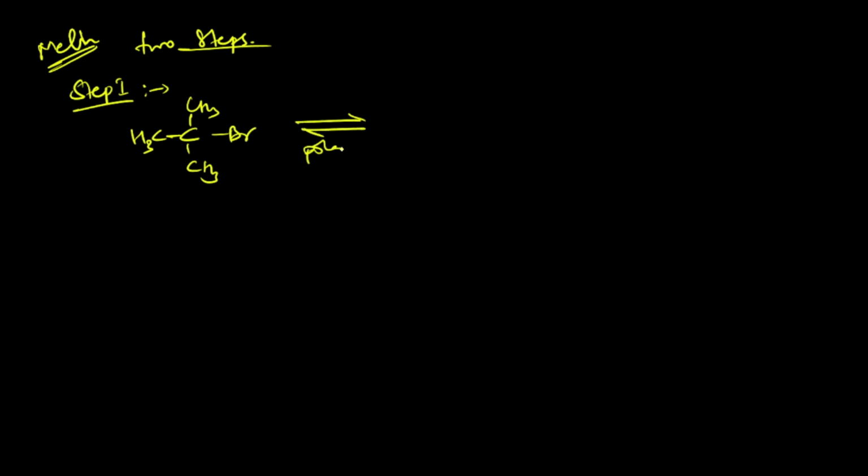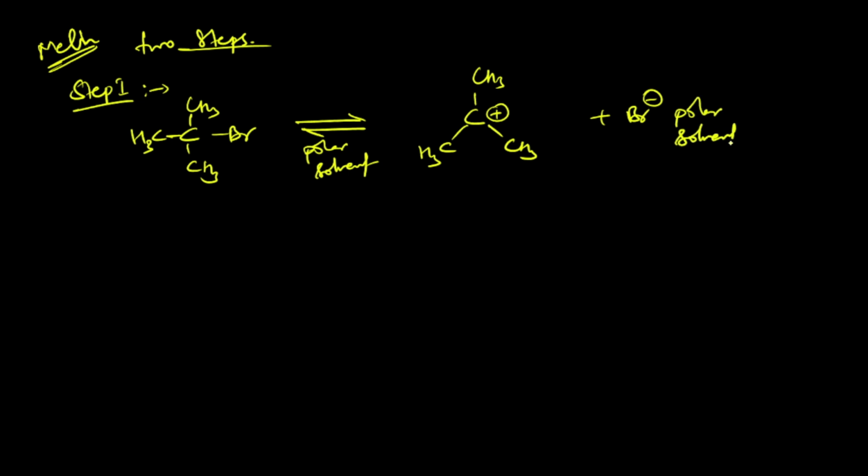We have polar solvent. So what will happen? It will break this bond, and here it will be positive, and whatever Br minus is there, the solvation will take place. Due to this polar solvent, this bromide will be solvated by the polar solvent, correct? Now this part, the carbocation we have, this is a tertiary carbocation. So this is a reactive intermediate, right? Tertiary carbocation, and it is very much stable.